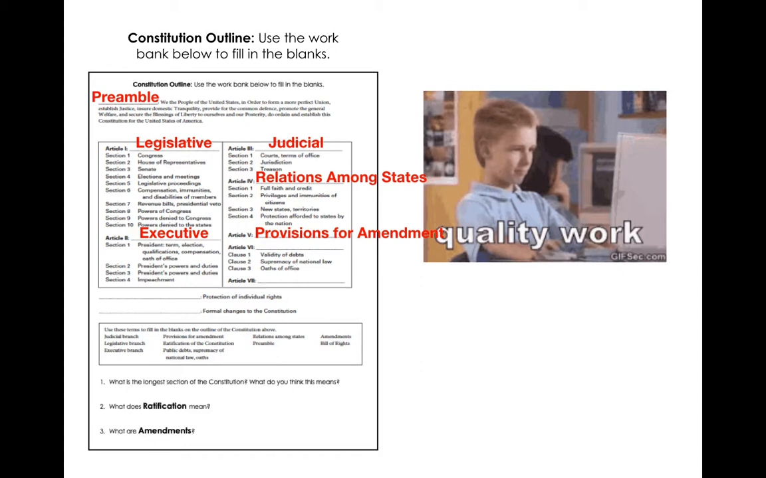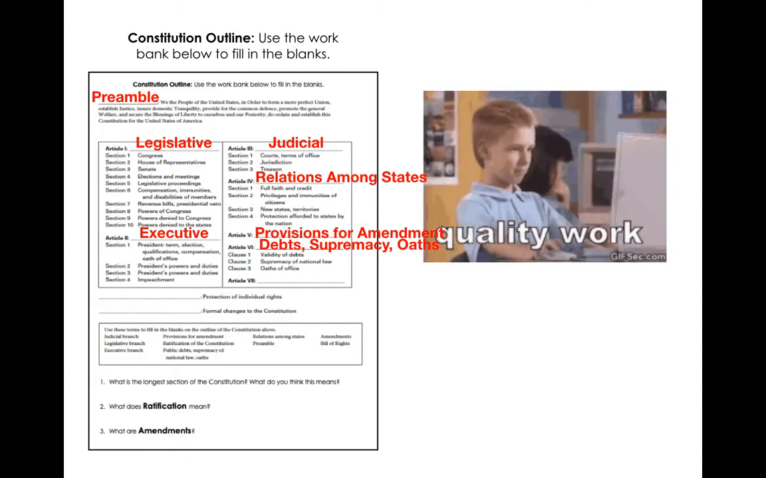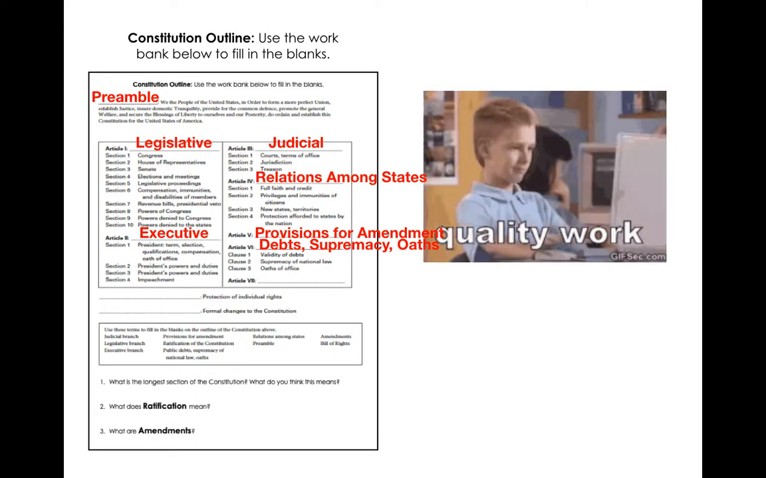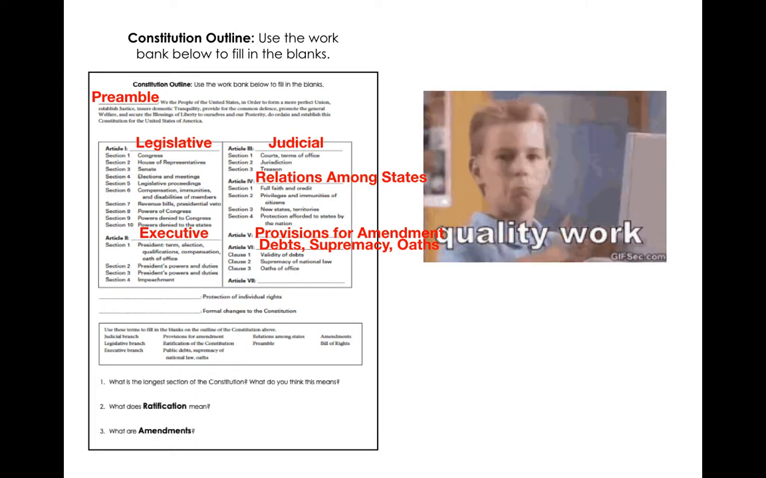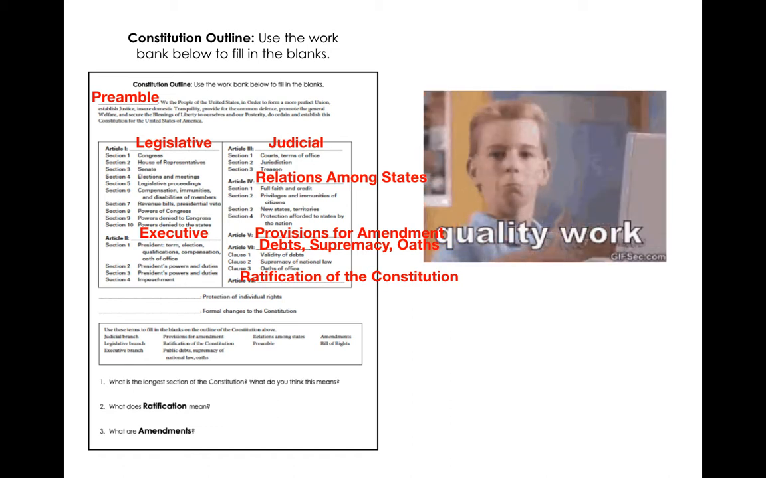Article 5 was important because it allowed this document to be changed. Article 6 is kind of like a mixture of stuff. Article 6 is where the supremacy clause is, the most important clause that you should know. It basically says that the national government has more power than the states. That's the most important part of Article 6. And then Article 7 is how we were going to ratify the Constitution, which abided by the Articles of Confederation, that you needed 9 out of 13 states to agree to ratify it.